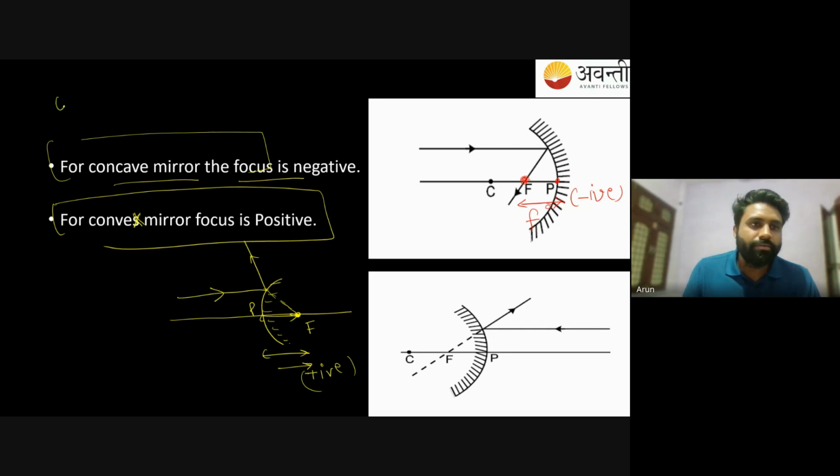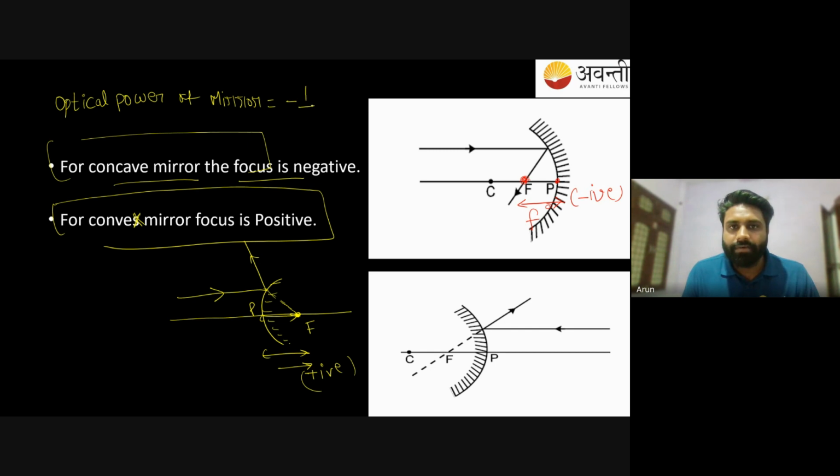Although I must tell you, the optical power of a mirror is equal to minus 1 by f. ठीक है, इसकी जितना ज्यादा फोकस होगा उसकी उतनी कम ऑप्टिकल पावर होगी. It is inversely proportional to it.